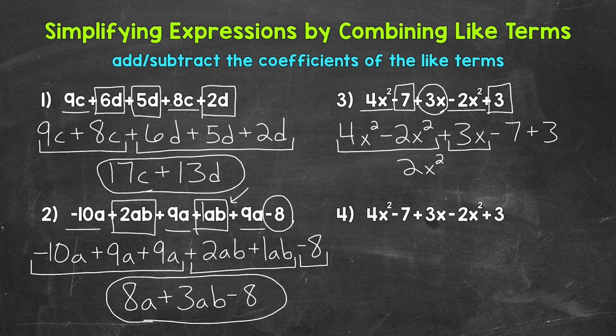Then we have plus 3x. And then we can combine negative 7 and positive 3. So we have negative 7 plus 3. That gives us negative 4. So our final simplified expression is 2x squared plus 3x minus 4. We went from 5 total terms in the original expression to 3 total terms by combining like terms.